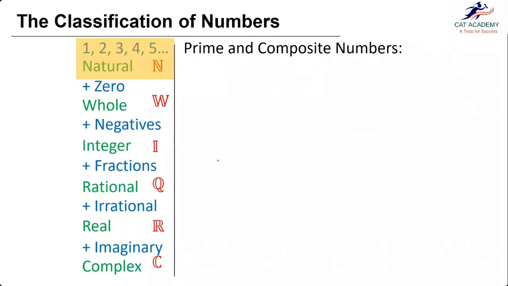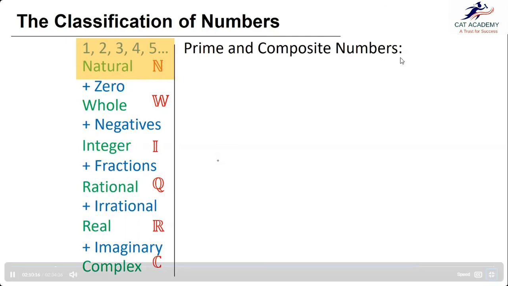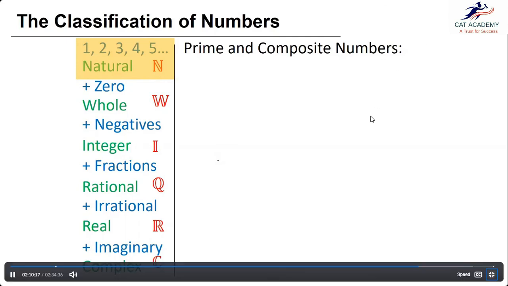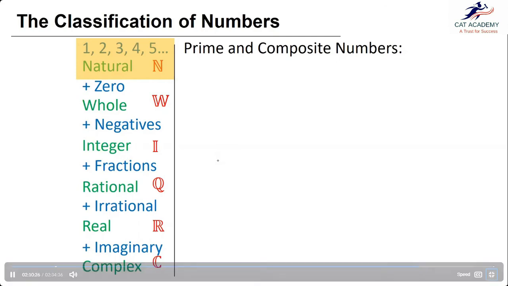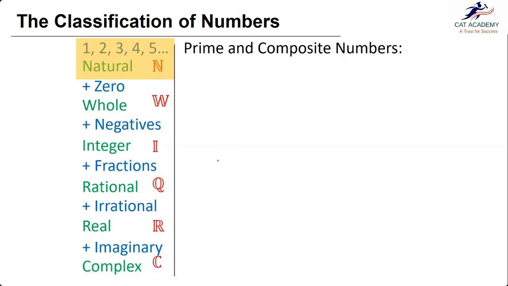So how many prime numbers are there between 1 to 100? Can you tell me? How many prime numbers are there between 1 to 100? 57. Is that a random guess or a random prime number? I want the total number of prime numbers in between 1 to 100.